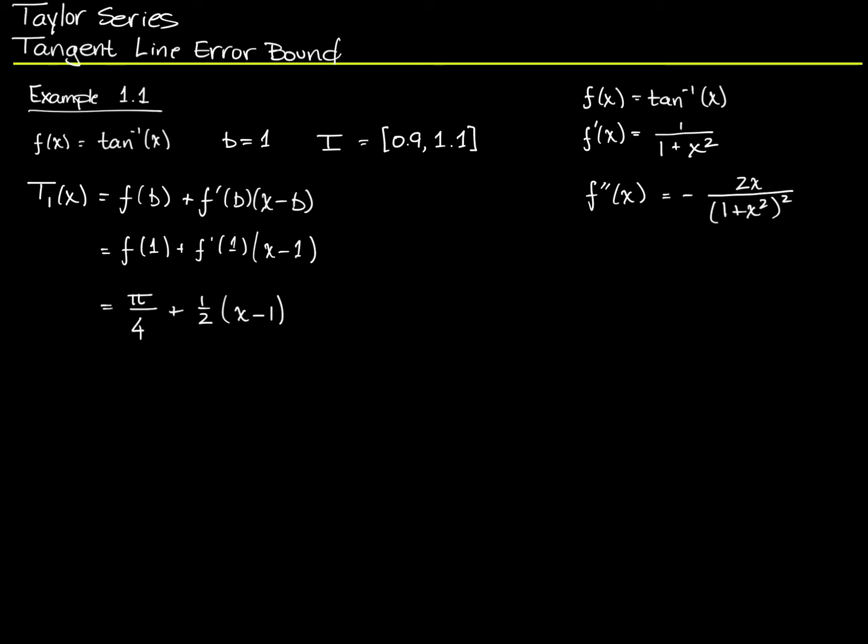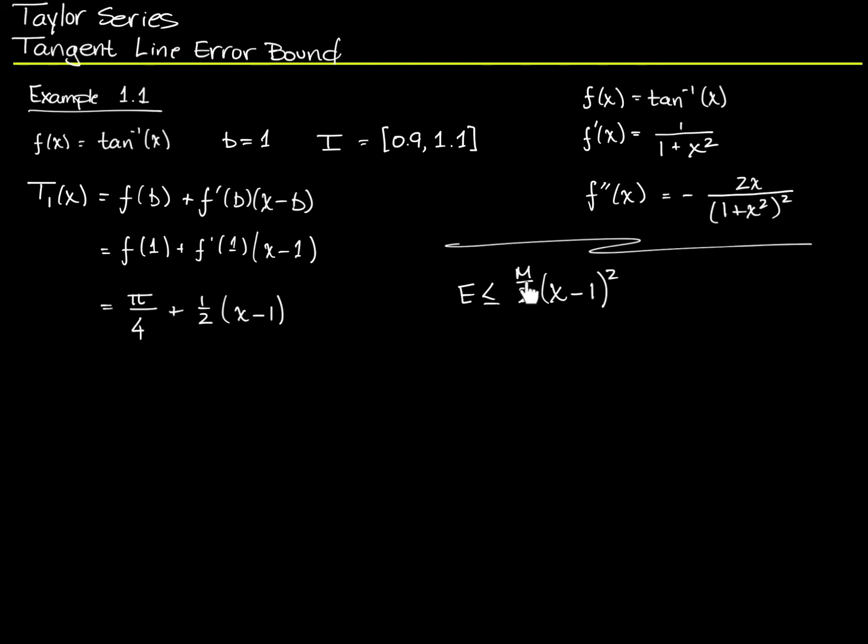All right. Now, the question we were asked here really is, how big is the error likely to be, or what's the biggest possible error on this interval? So what I'm going to do is set out my formula. E is less than or equal to m over 2 times x minus b, and that's 1 in this case, squared. And then I need to go back and figure out what m is.